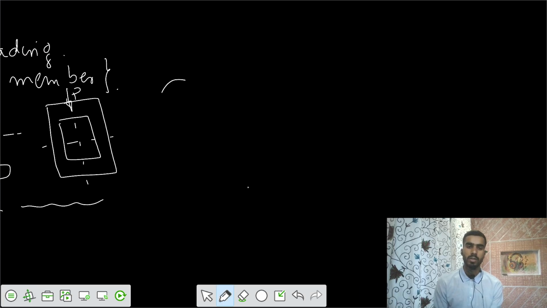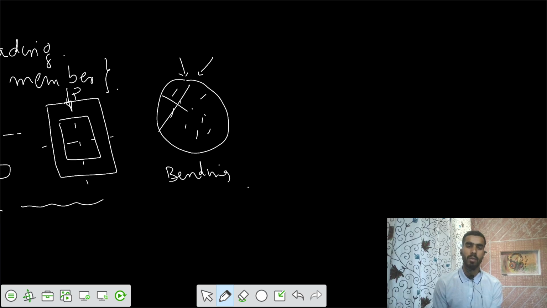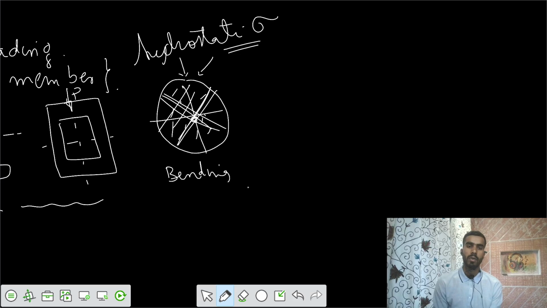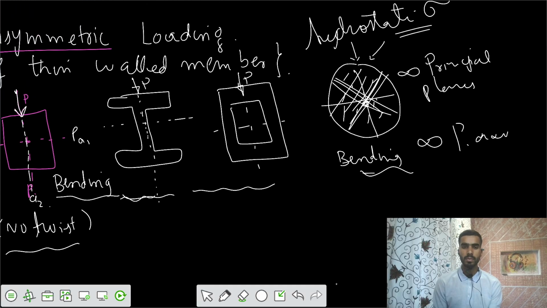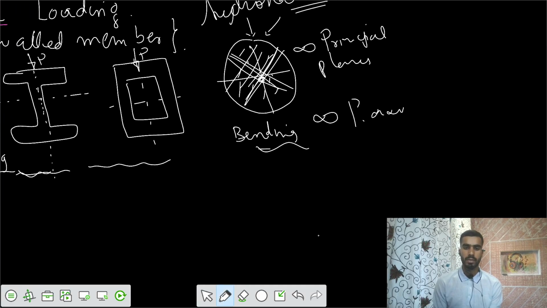Now similarly, you have a circle. If you have a circular section, we have an infinite number of principal axes. If load passes along any direction, we have only bending. We don't have twisting. We have only bending. This is similar to the case of hydrostatic stresses, where we have an infinite number of principal planes. So there is only bending. We can write the statement that this was the case for the members having two axes of symmetry.